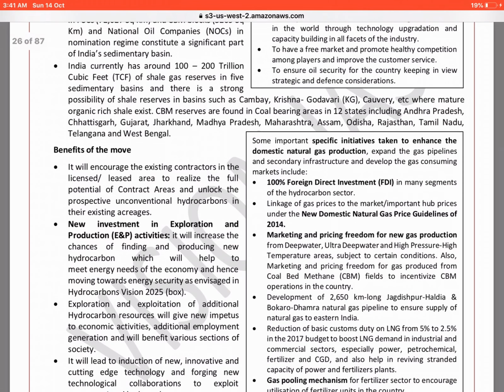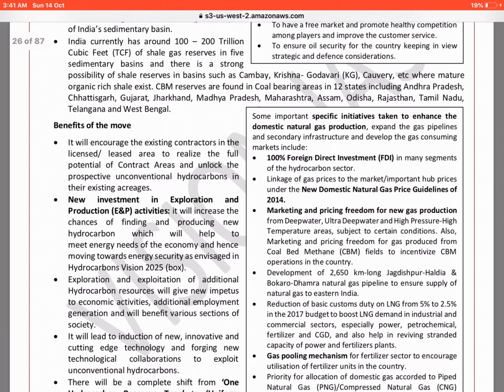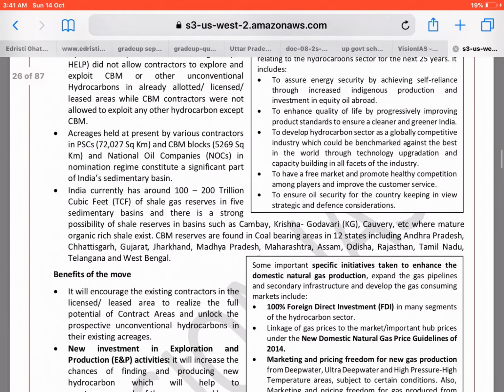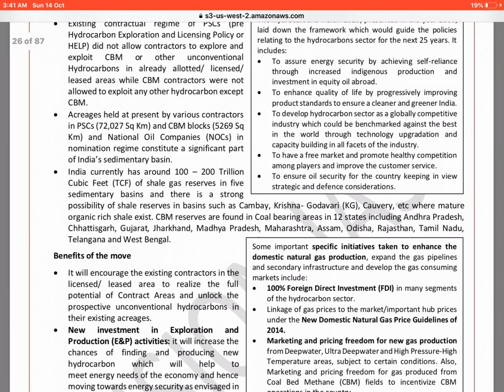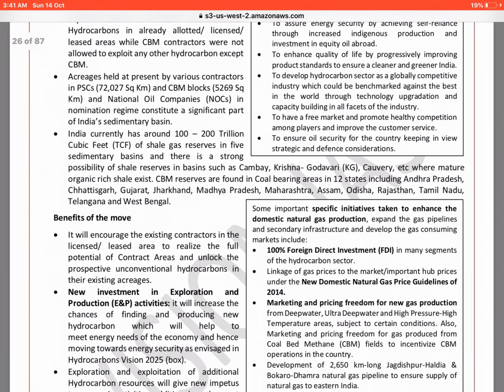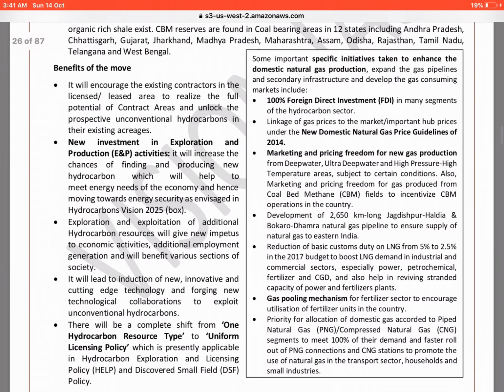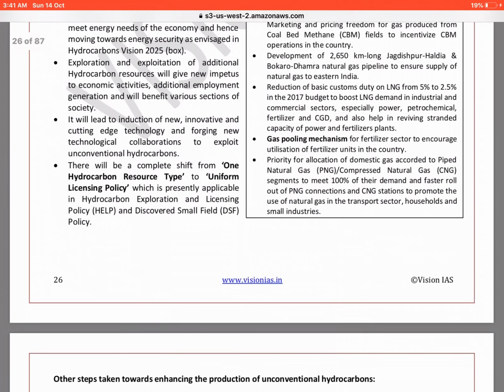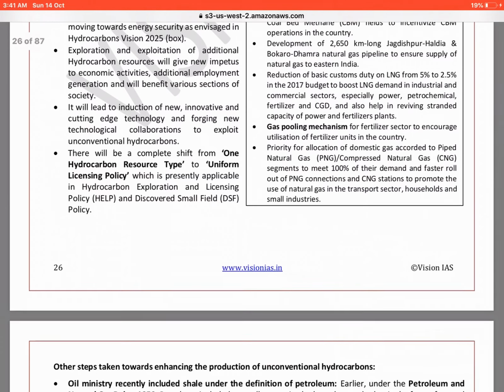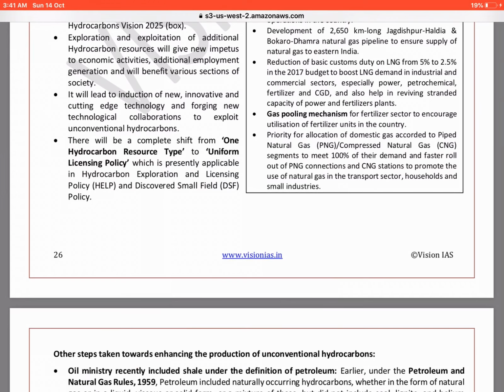new investments will occur, and this will help in increasing our economic activities, and we will achieve our hydrocarbon vision of 2025 also, of ensuring cleaner and greener India, because if the coal bed methane gas and shale gases are explored and exploited, and if they are utilized very well, so our dependence on oil, diesel will decrease. And new innovation and cutting edge technology will also come up, forging new technological corporations, and this will be a complete shift from one hydrocarbon resource type to uniform licensing policy.